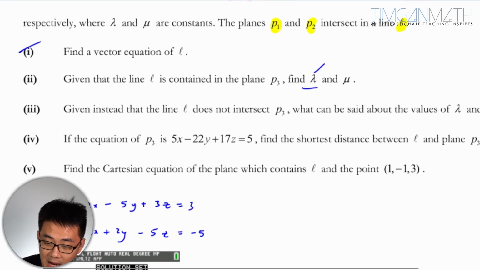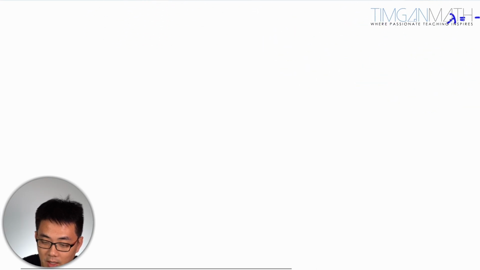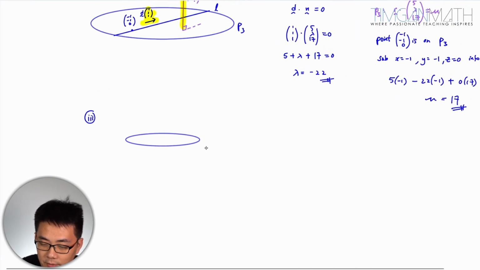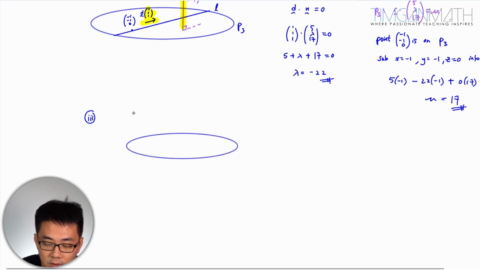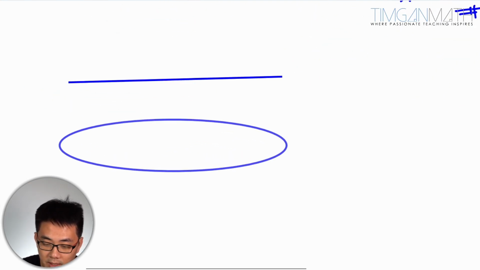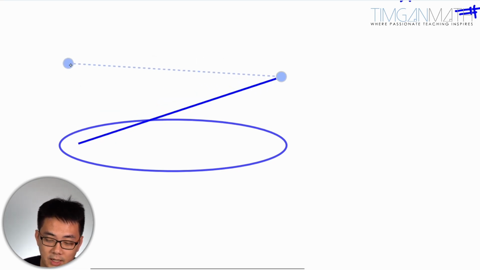Let's look at part 3 there. Given that the line L does not intersect P3, what can be said about the value of mu and lambda? Okay, that is pretty interesting. So now, part 3. If they do not intersect, there's only one way that it could be, right? Meaning to say, if P3 and line L don't intersect, the line has to be parallel to the plane. Because if they are not parallel to each other, you intersect at a point, right?